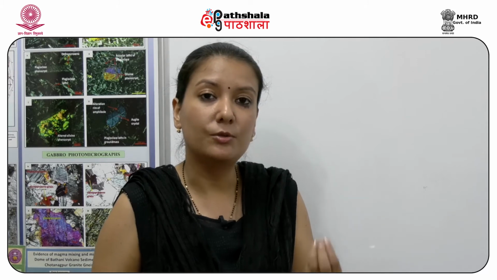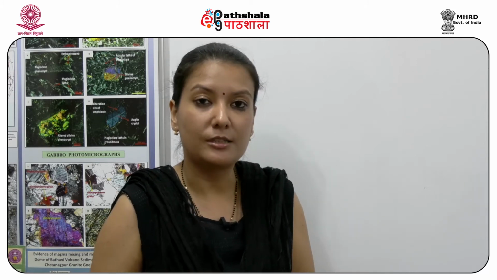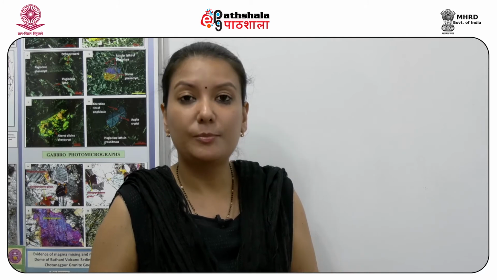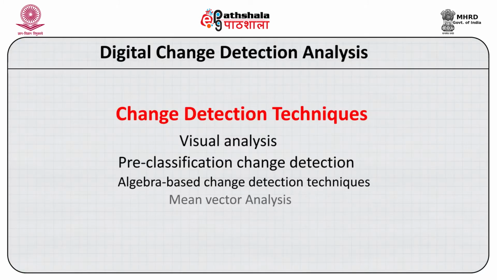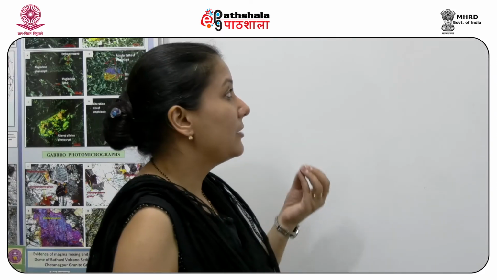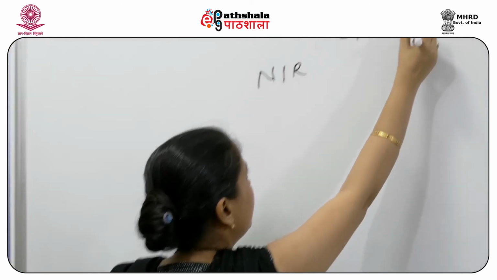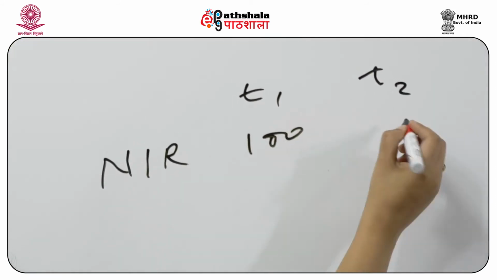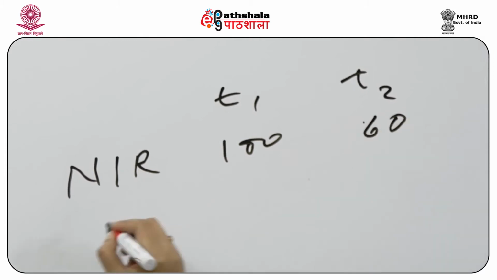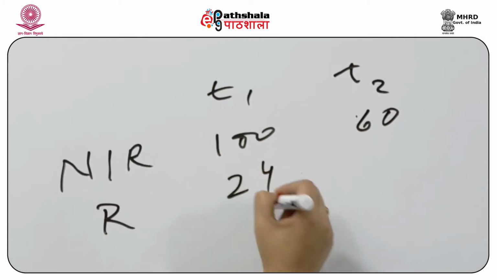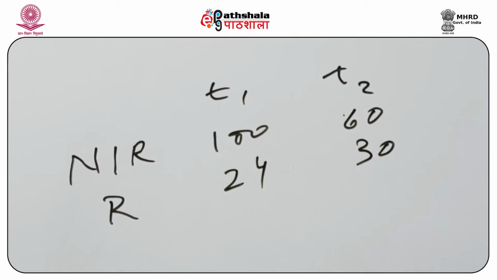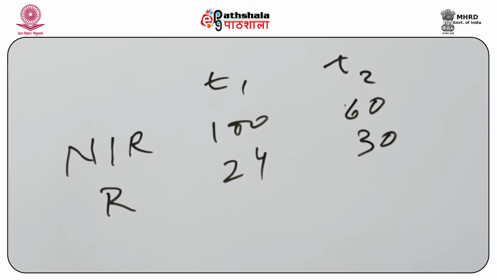Now the subtraction or the band ratioing were based on only one band data from each of the images. Suppose you want to work on multiple band data, then you can use a mean vector analysis. In mean vector analysis, for an example, I will be showing in a simple way using only two bands. Suppose in the NIR band at T1 and at T2, we have a value of 100 here and maybe 60 here, and in the red band here we have 24 and here we have 30. So these are two bands here for one pixel.